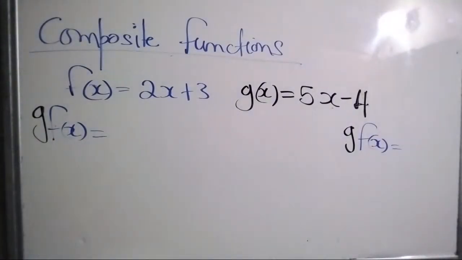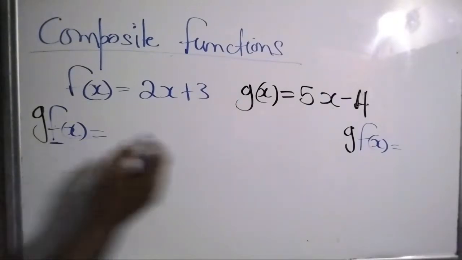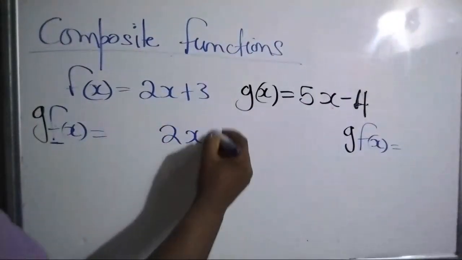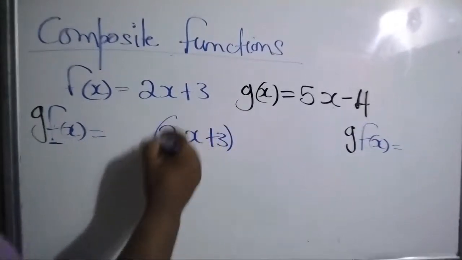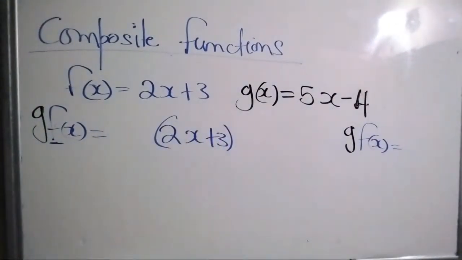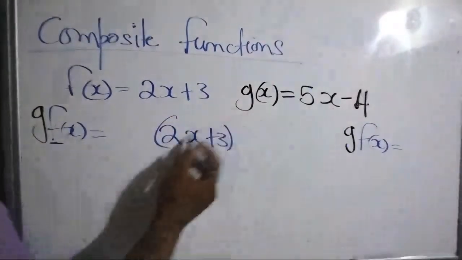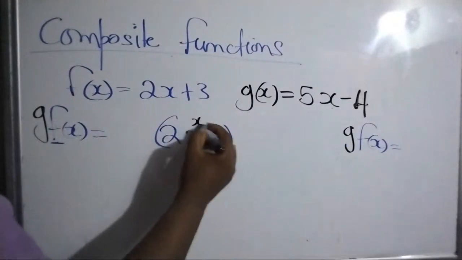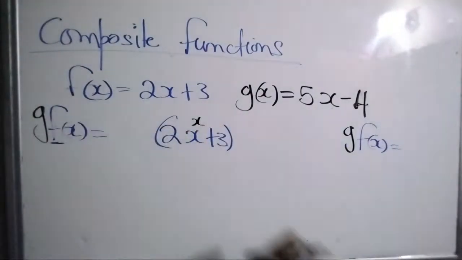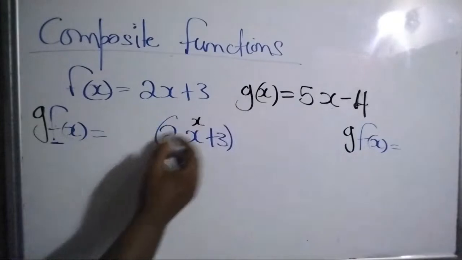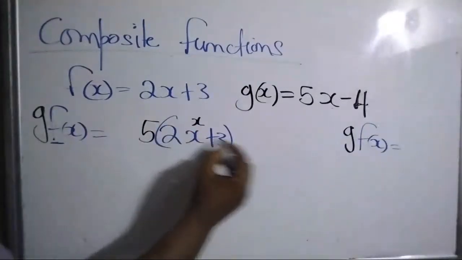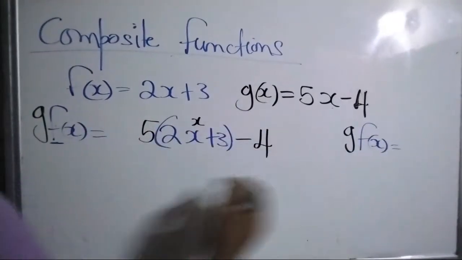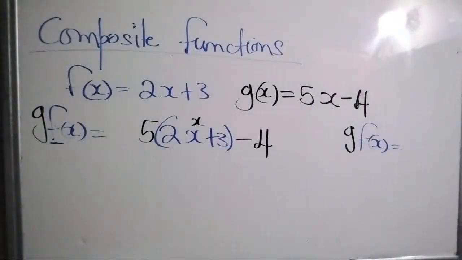All right, so write back f. f is the last function, so write back f, which is 2x plus 3. Now we're going to be writing g, but this will be our x in g. What's in the bracket, that is our x. So we have 5x minus 4. Now all we have to do is just expand the bracket and we're good.